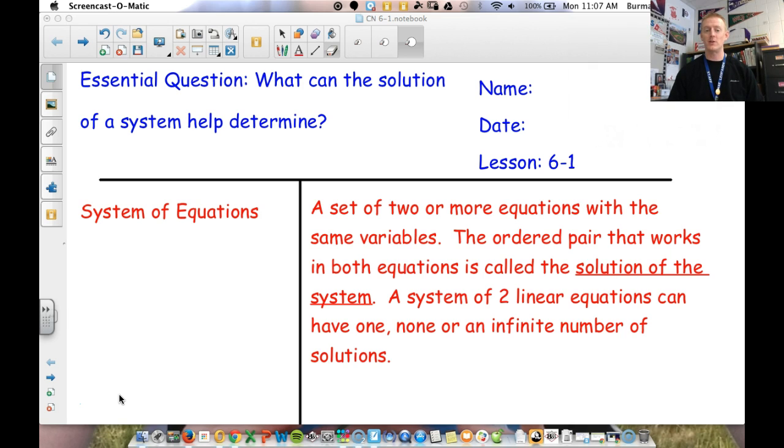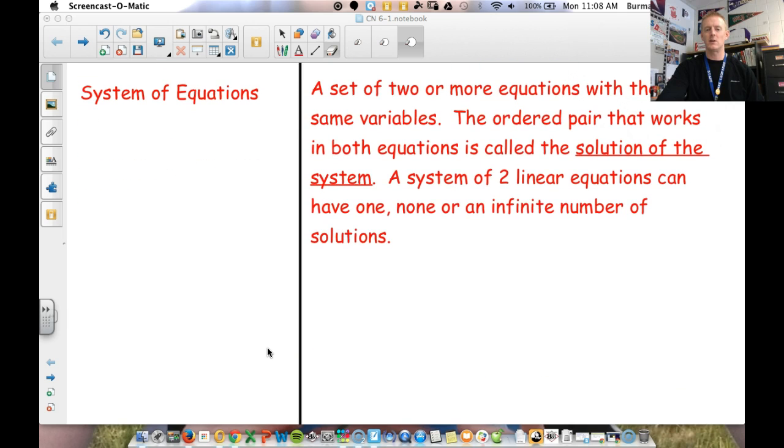A system of equations is a set of two or more equations with the same variables. The ordered pair that works in both equations is called the solution of the system. So it's an x value and a y value that will solve both of the equations. A system of two linear equations can have one, none, or an infinite number of solutions. So we can have one solution, zero solutions, or they could be the exact same line and be an infinite number of solutions.